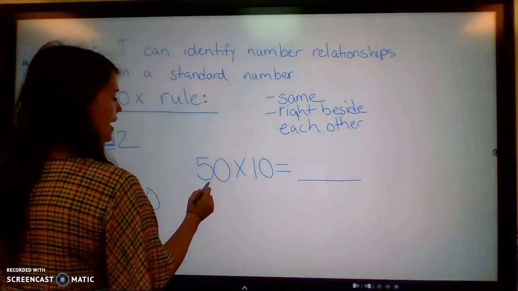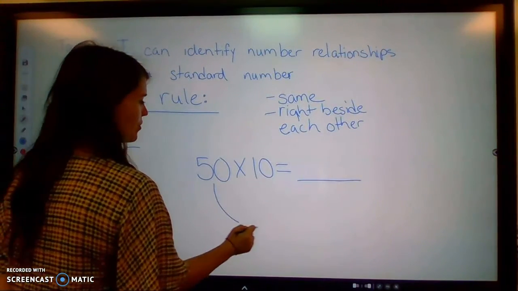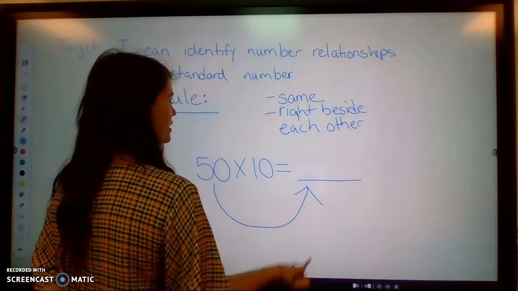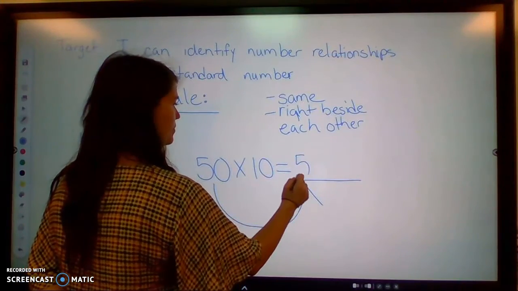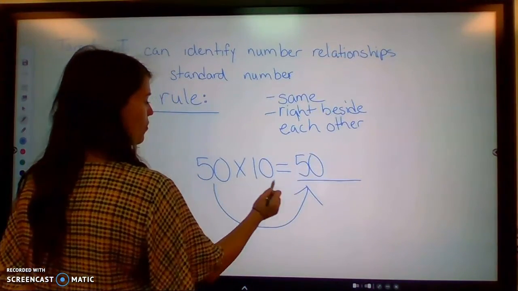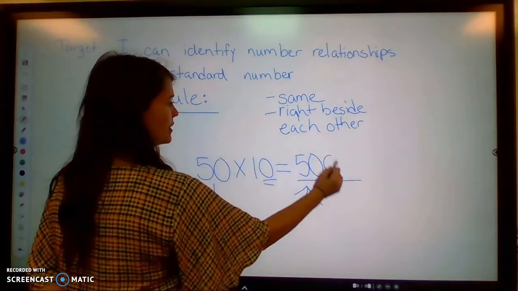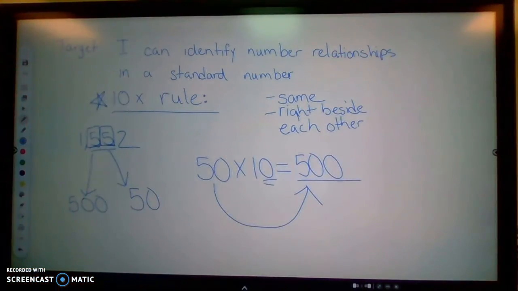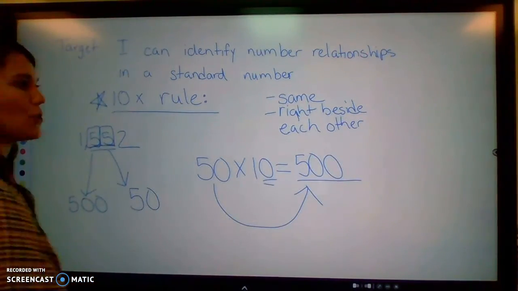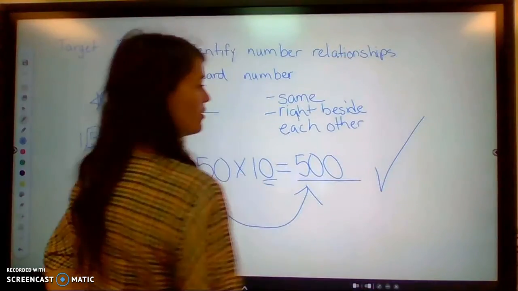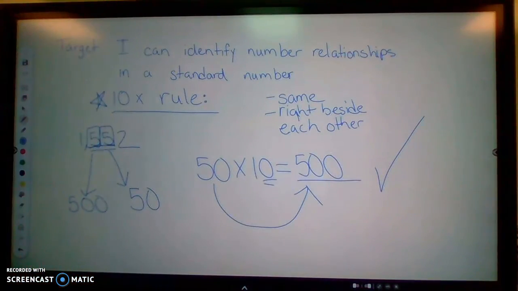All right, so go ahead and you can listen to Ms. Johnson. So I'll move my 50 over and look at what it's being multiplied by. I see it only has 1 zero. Tack that 0 on, and it is 500. So it does follow our 10 times rule.